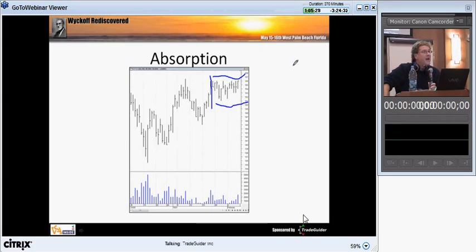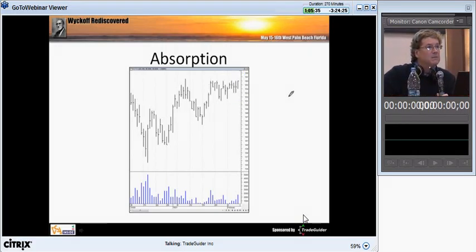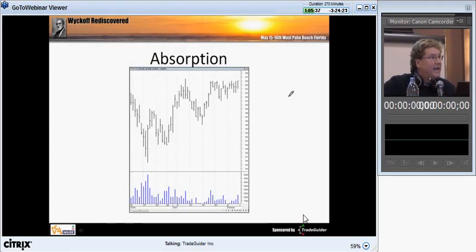Are we seeing much of a reaction here? I'll erase this here. Are we seeing a big reaction coming down? No, really. We're holding gains, right? We're holding our gains. It's one of the key characteristics of absorption. We're holding gains and basically going sideways. It's kind of like the market's resting almost, okay?